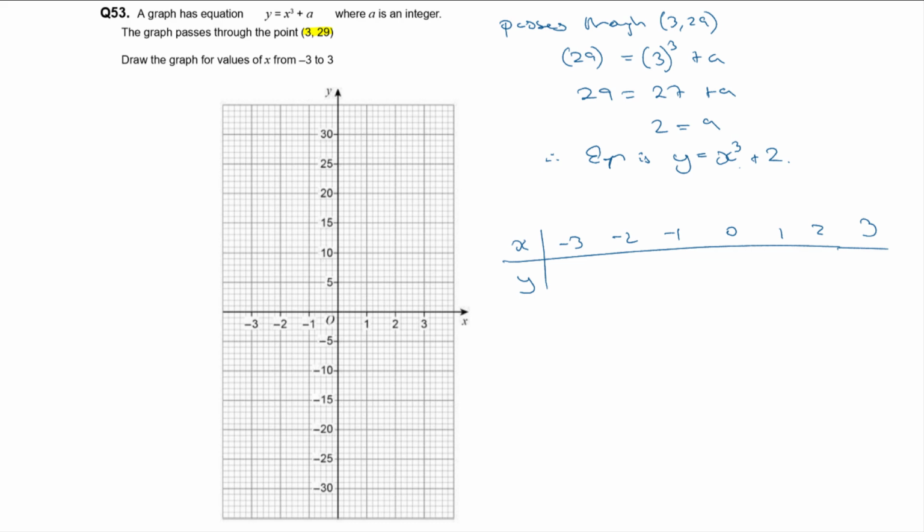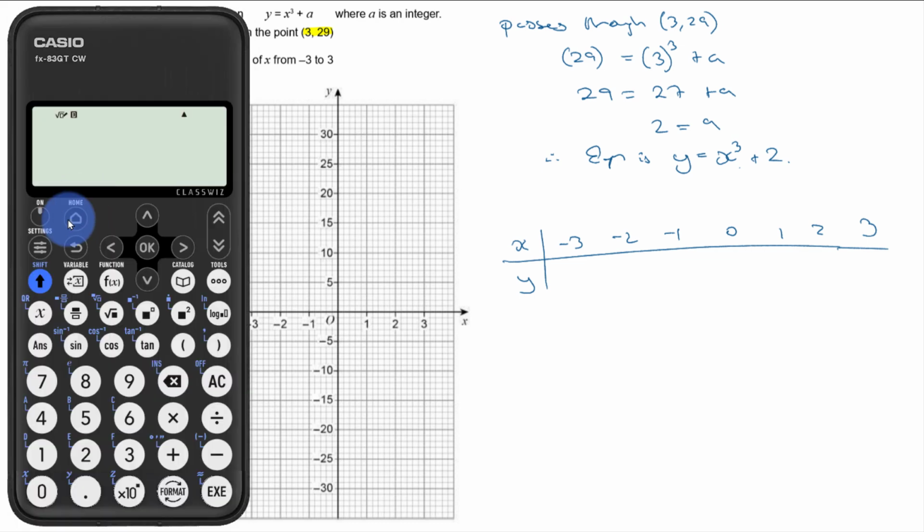Okay, so I'm going to press the home key and select the table function for this one, which is there. And once I'm in the table function, I'm going to press the tools button and then put in the table range. Now my table starts at -3 and goes up to 3, and I'm going up in steps of 1. Okay, and you can see now my numbers in the x column are populated.